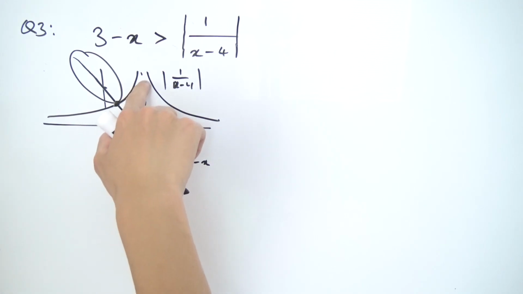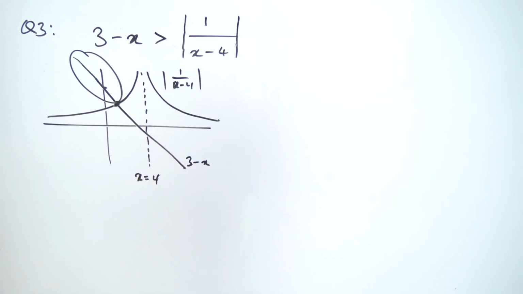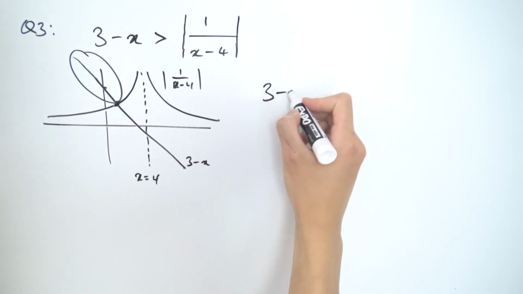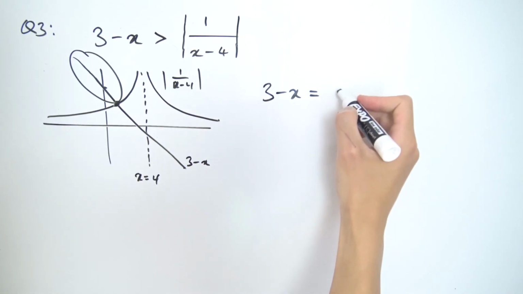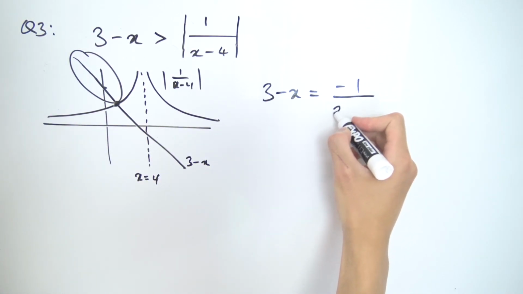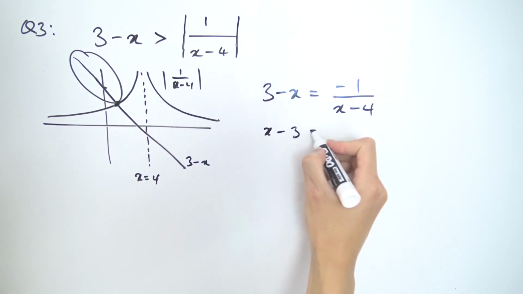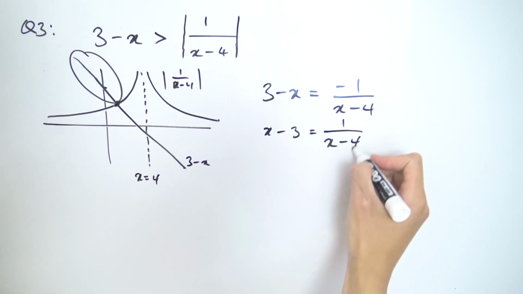So notice this is on the negative branch of this inside of the absolute value. So we can solve for where 3 minus x is equal to minus 1 over x minus 4. But let's bring this negative onto the other side. So x minus 3 is now equal to 1 over x minus 4.